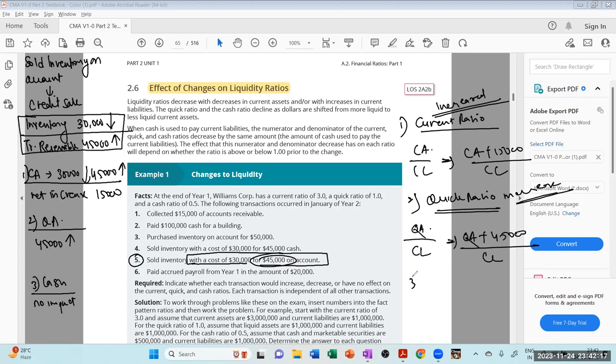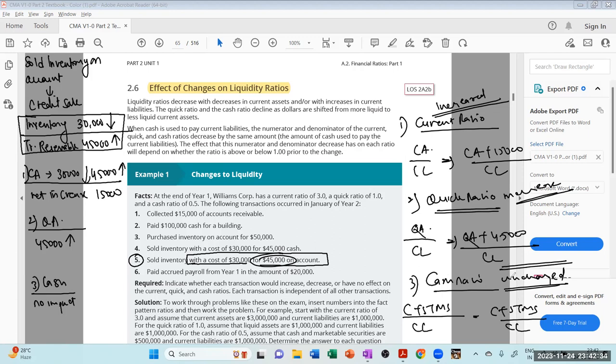Correct? Third one is cash ratio. It is cash plus STMS upon current liabilities. It is staying the same as cash plus STMS upon current liabilities. So here it is unchanged. Am I making acceptable statements? Agreed? Yes, sir.